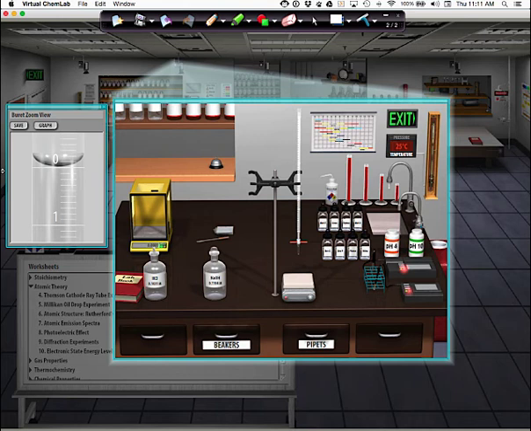Let me zoom back out. And what is our next step? Step 11. Open the beaker drawer and put a beaker on the lab bench. You ready? Open, close, open, and close. So we open and we grab a beaker, and then we close the drawer so no one trips on it.